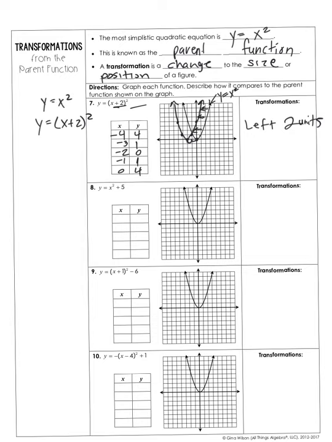Number 8, x squared plus 5. Well, if there's nothing inside the parentheses, then that means my x value for the axis of symmetry is 0. 2 points to the right, 2 points to the left. So my axis of symmetry is at 0, 5. Okay. Just to show you how I got 0, this says x squared. It doesn't say x plus something squared or x minus something squared. Since it just says x squared, I knew that the x value for the axis of symmetry was 0.